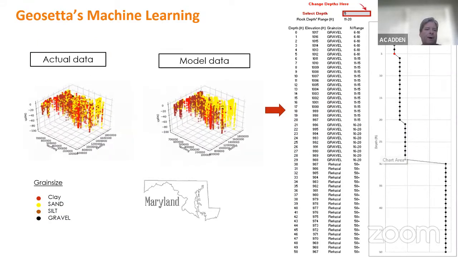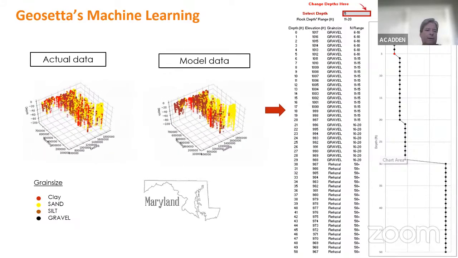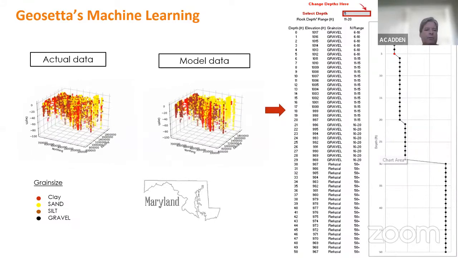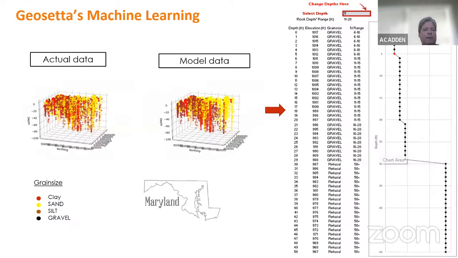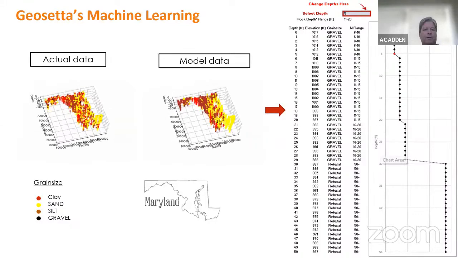So when they did that, they compiled all of Maryland. They have actual data on the left, and you have the machine learning model on the right, and you can see they're pretty similar. So we're looking at the depth of those borings throughout the area.